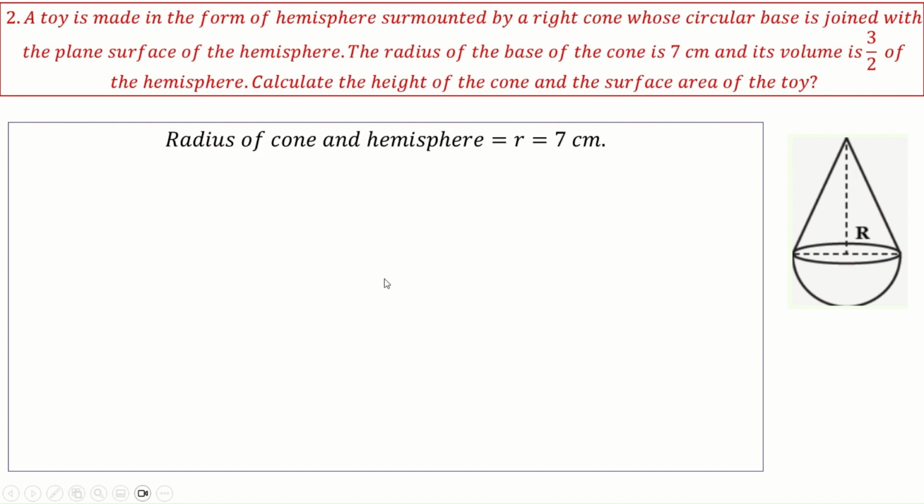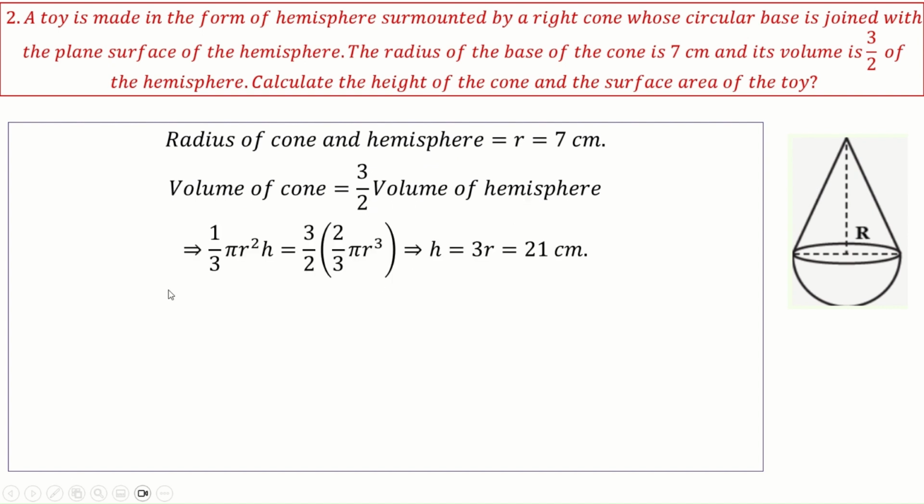So that's easy. Radius of the cone and hemisphere is 7 centimeters. Volume of cone is equal to 3 by 2 of volume of hemisphere. So if I substitute the formula here, 1/3 of pi r square h is 3 by 2 of 2 by 3 pi r cube. 3 by 2 and 2 by 3 get cancelled, which means h is equal to 3r, that is 21 centimeters. So the height of the cone, which is asked here, is 21 centimeters.